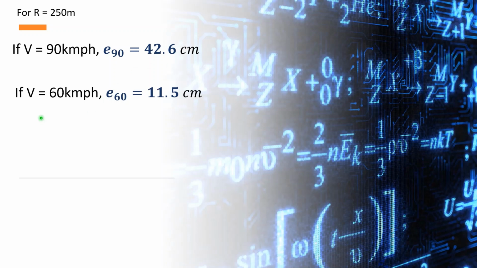For a radius of 250 meters, the super elevation for 90 km per hour comes to be 42.6 centimeters. Whereas if the trains are traveling at 60 km per hour, then the super elevation required is 11.5 centimeters. When the trains are running even slower, say 30 km per hour, then the super elevation is very small, only 2.16 centimeters. So from 30 to 90 km per hour, a difference of 60 km per hour, you can see a variation of 40 centimeters in the super elevation.